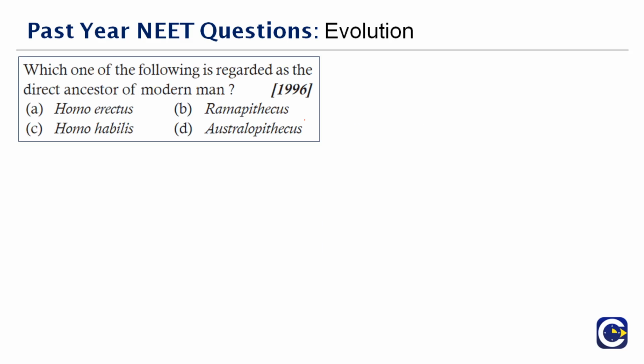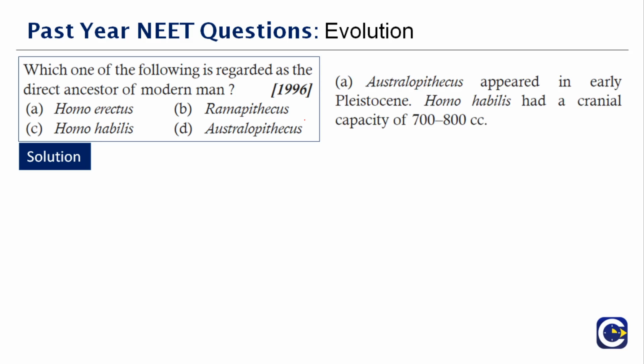Next question here. Which one of the following is regarded as the direct ancestor of modern man? I think all of you should know what the answer is because we discussed this in the initial part. Yes, it is Homo erectus, which is option A. Homo habilis had a cranial capacity of 700 to 800 cc. Okay. Next question here.